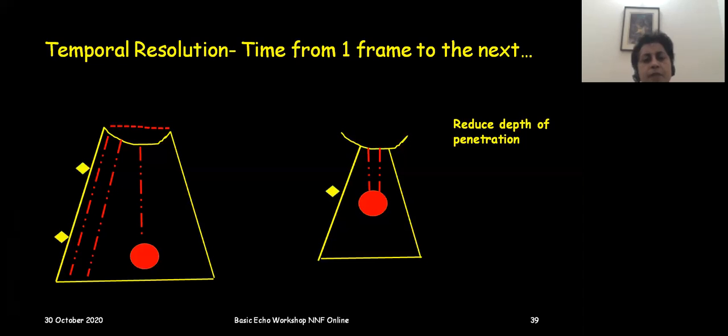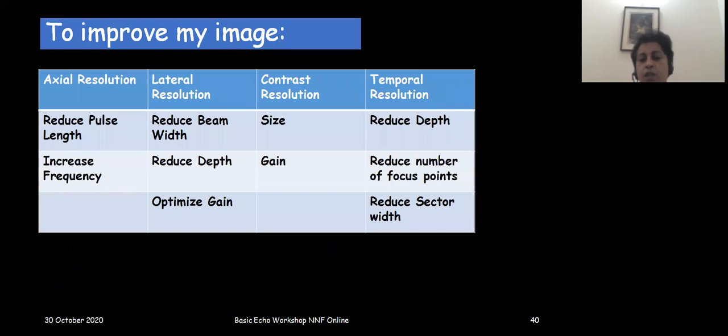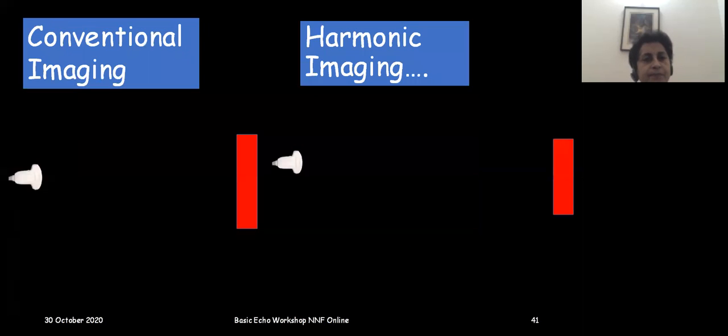So in order to get a good image, I have to reduce the depth of penetration. I must reduce the number of focal points and I must reduce the number of scan lines per frame. So I should use a narrower frame. So this is how images need to be optimized. To overall summarize how to get clarity in my image, I need to improve the axial resolution, lateral resolution, contrast resolution, and temporal resolution, all of them. And for that, I need to increase the frequency, reduce the depth, optimize the brightness of the gain, and reduce the size of the image sector. This will help me improve all the types of resolution.